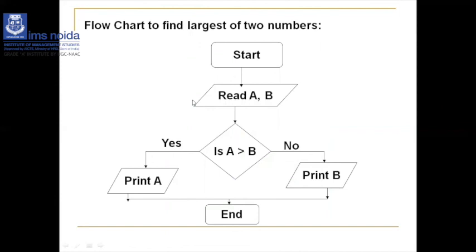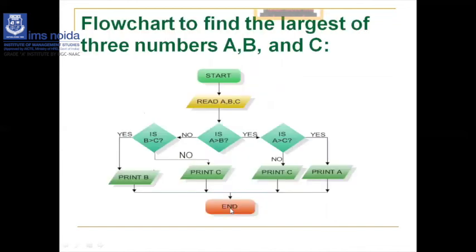Similarly, the algorithm which we have discussed, and here we have to find the larger of two numbers. How to represent? With the help of read A and B. If A is greater than B, yes, it will print A. If A is less than B, it will print B and it will come to END. So similarly, you can draw the flow chart of three numbers.